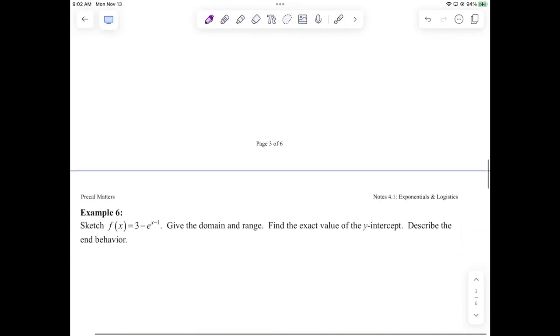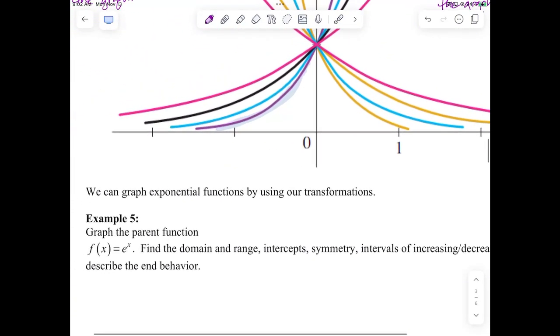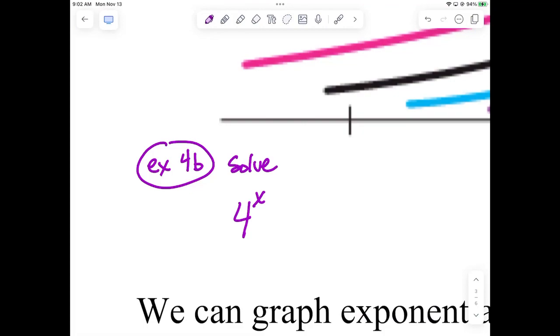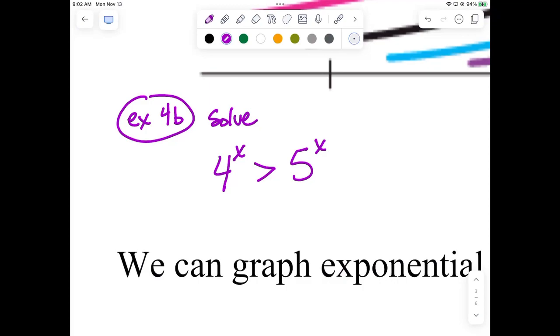Okay, so let's answer this question. Let's put this example in here. Let's call this example 4B. You're going to see questions like this on your homework. It's going to say solve, and we're going to do 4 to the x is greater than 5 to the x. What the heck is that asking? That's asking for what values of x are the y values on the left bigger than the y values on the right. So guess how we're going to solve this one?